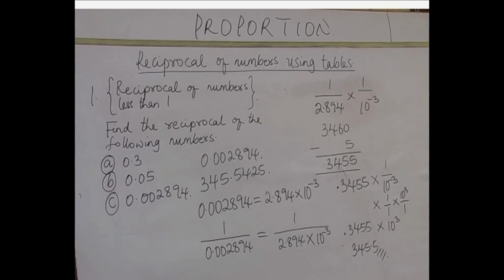If you are to give it to 1 decimal place, you discover that 345.5425 that you got from the calculator will be 345.5, which is exactly the value you got from your 4-figure table, 345.5.